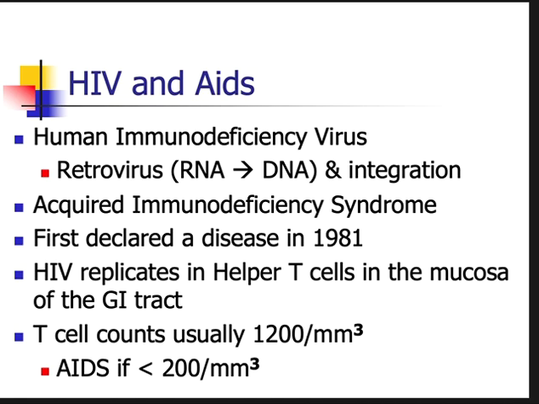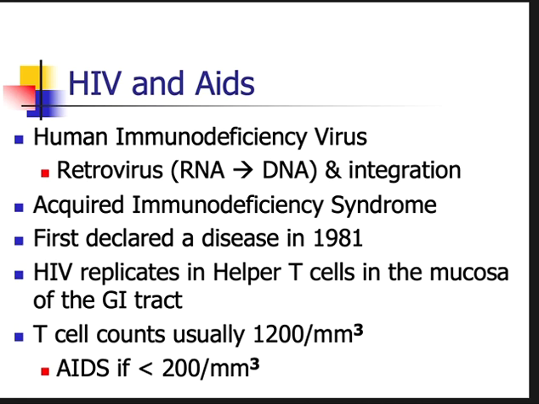T cell count should be around 1,200, but in someone with AIDS, the virus has been replicating over a long enough period to destroy so many T cells that now their count is at or below 200. So you can imagine if your T cells have been knocked down to this low of a level, you're not going to have very much of an immune system, right?